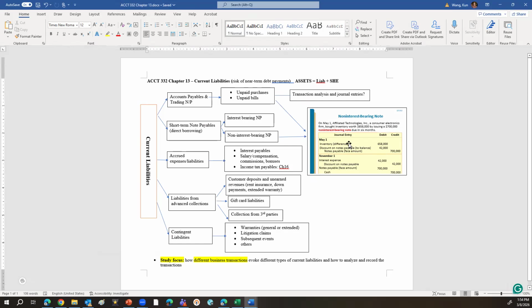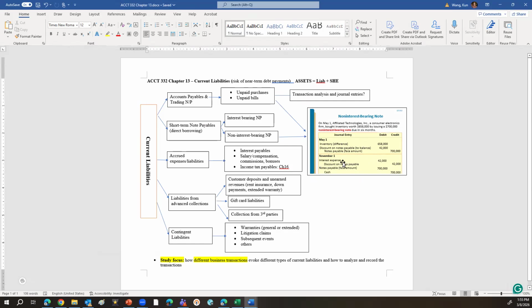For non-interest bearing notes, we had a similar example in chapter 10 when you acquire long-term assets using non-interest bearing notes. This is very similar; the only difference is the notes payable here is short term, rather than long term. We use the discount on notes in the beginning to recognize all of the interest involved in the notes. So be careful: the cost of the inventory is different from the face value of the notes.